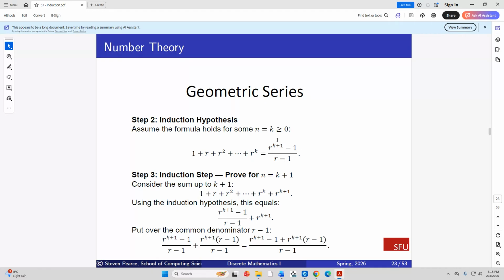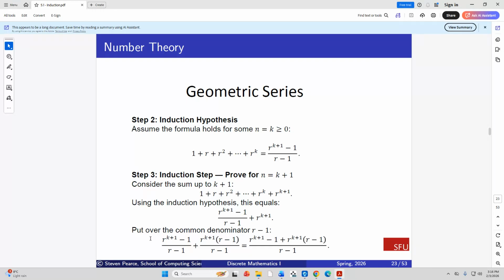The inductive hypothesis is to assume this is true. Now we want to get to the k plus first step. So consider this sum with the added k plus first term. That should equal the inductive hypothesis plus r to the k plus 1. You're adding it to both sides. This is the left-hand side. This is the right-hand side.